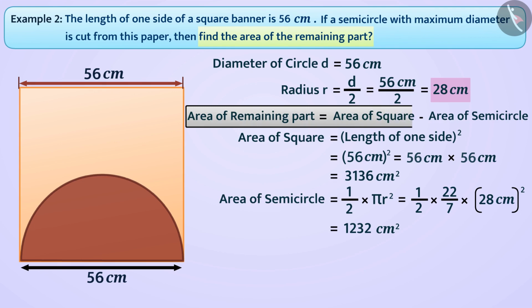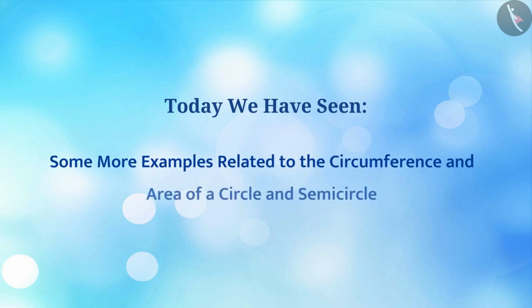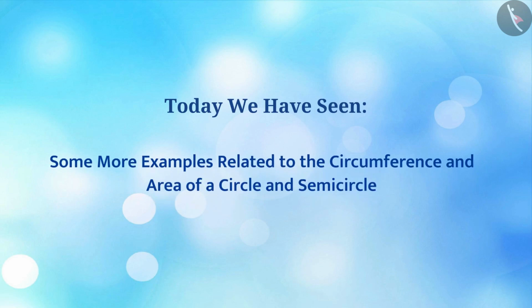By cutting the semicircle in this way, the area of remaining part of square will be area of square minus area of semicircle is equal to 3136 square centimeter minus 1232 square centimeter is equal to 1904 square centimeter. Today we have seen some more examples related to circumference and area of circle and semicircle.